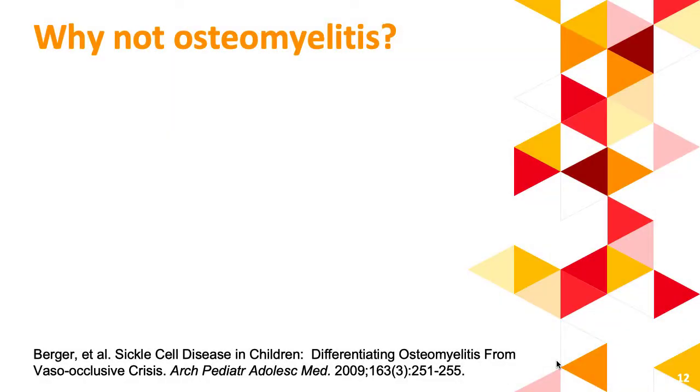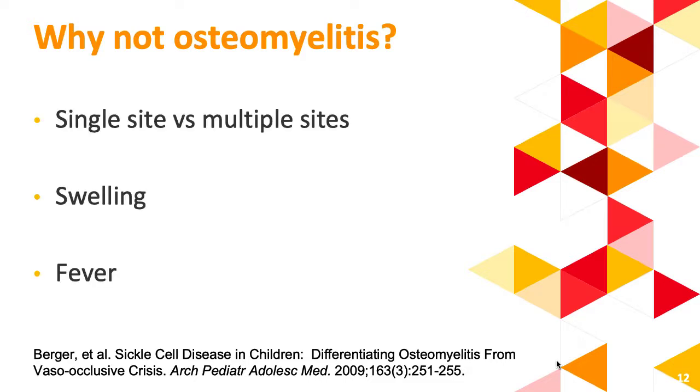So when you see somebody with a pain crisis, the question that you should ask yourself is, is this not a pain crisis? Is this osteomyelitis? So the question then is, how do you distinguish osteomyelitis and a pain crisis? And it turns out that there are some clinical factors that are very good at helping you distinguish them. This is based upon a study from 2009 where they looked at clinical factors that distinguished osteomyelitis from pain crises, and the 3 factors that were the most helpful were as follows.